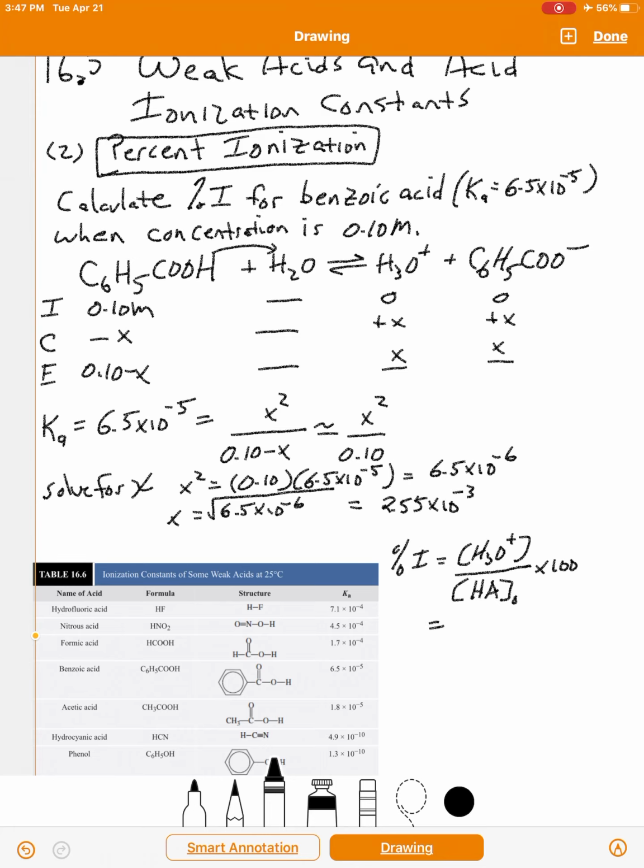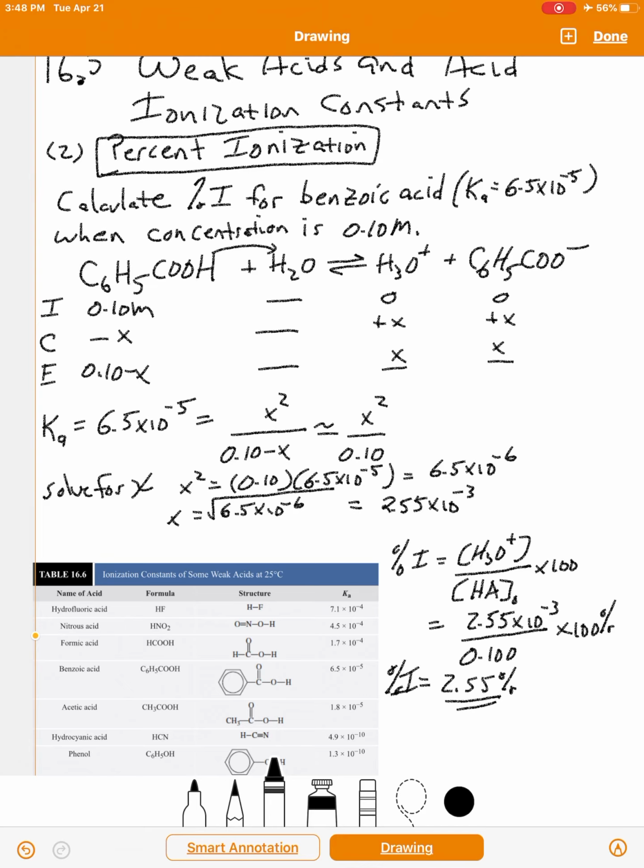So hydronium concentration is X, so that's 2.55 times 10 to the minus 3. Initial concentration was 0.1, and then times 100%. Now this is one I can do without the calculator, and here's why. If you multiply by 100, that just makes it 2.55 times 10 to the minus 1. If you divide by 0.1, that makes it 2.55 times 10 to the 0, or just 2.55%. And there's our answer, 2.55%.